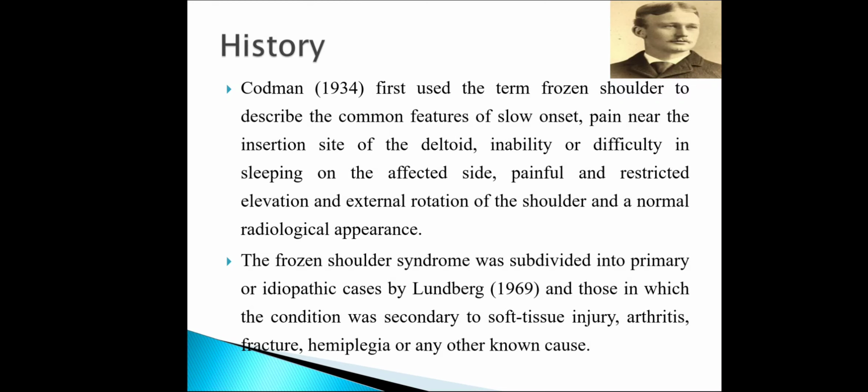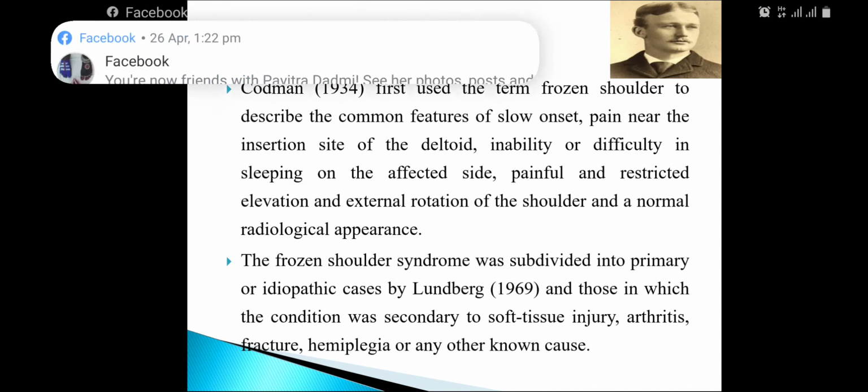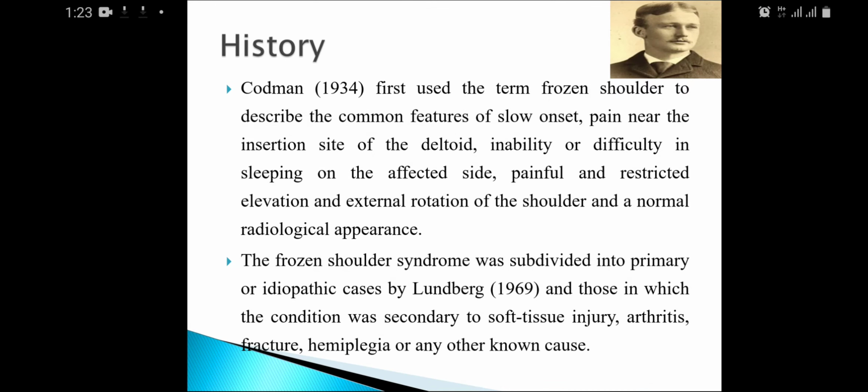Fourth one, painful and restricted elevation and external rotation. Frozen shoulder follows a pattern of restriction. First restricted movement is your internal rotation, then your external rotation, then your abduction, then your flexion. And when you treat, you need to treat it in a reverse way, that is flexion, abduction, external and internal rotation. Frozen shoulder has a normal X-ray appearance.